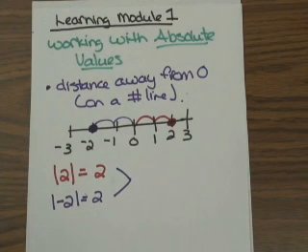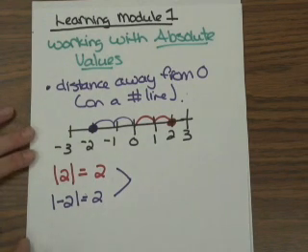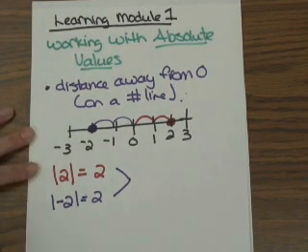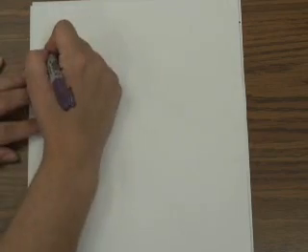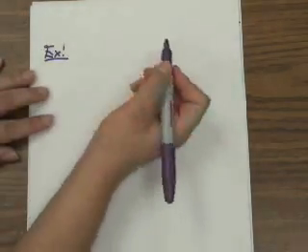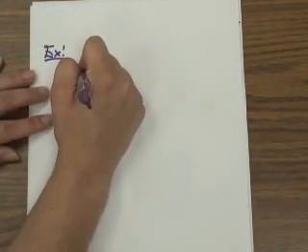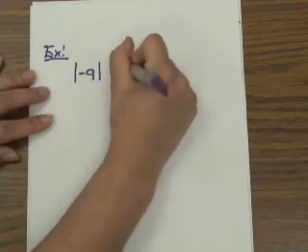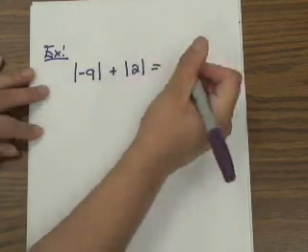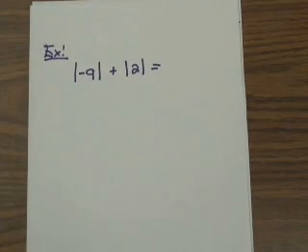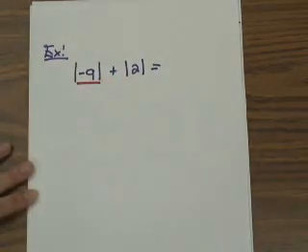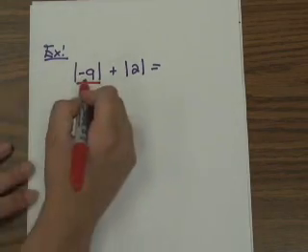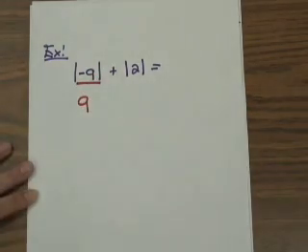Now when we start looking at problems, they get a little bit more complicated, because it's not just asking you about one number like in these examples here. A problem would look something like this. Let's say we had the absolute value of negative 9 plus the absolute value of 2. So what you need to ask yourself is, what is the absolute value of negative 9? How far away is negative 9 from 0? Negative 9 is 9 places away from 0.